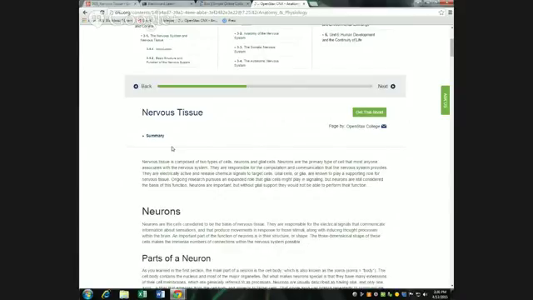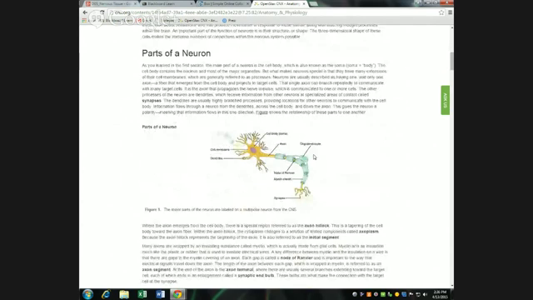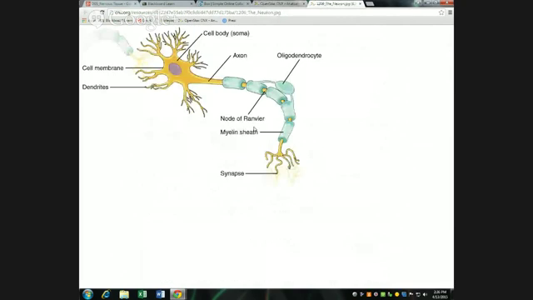So what I want to do is talk about the structure of the neuron, and then we'll look at it under the microscope. And then we'll look at glia and look at some examples of those under the microscope also. Now, a picture like this is sort of the basic introduction to what a neuron is.